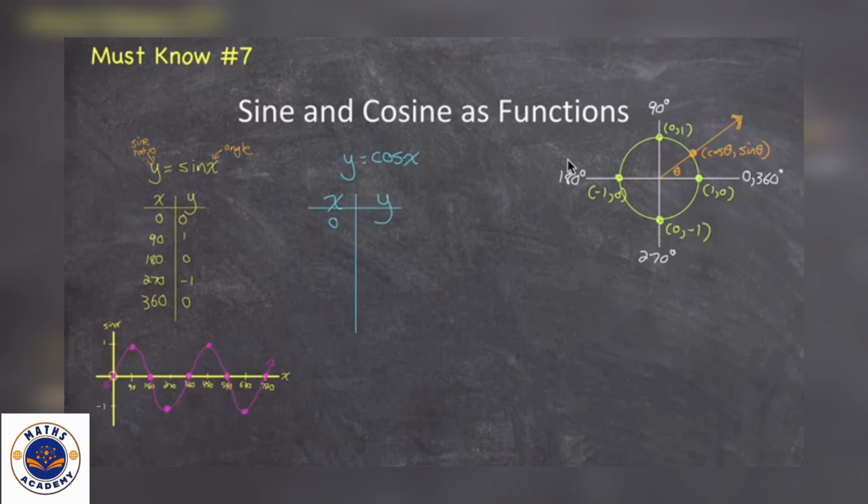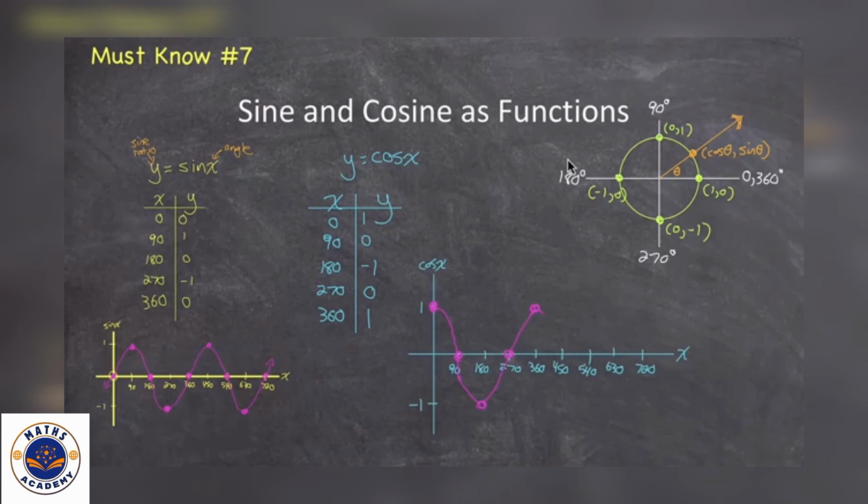I'll choose the same x values, and to get the y values, I can just look at the x coordinates as I rotate around the unit circle, since that's what the cosine ratio of the angle is equal to. So as I rotate around, my x values are 1, 0, -1, 0, and 1. And that pattern of y values would continue. This will just give me one cycle of the graph. And let me show you that. If I wanted another cycle, I would just continue the pattern.